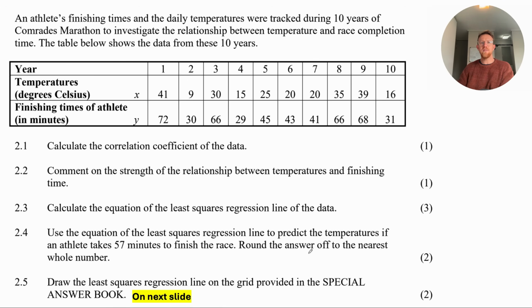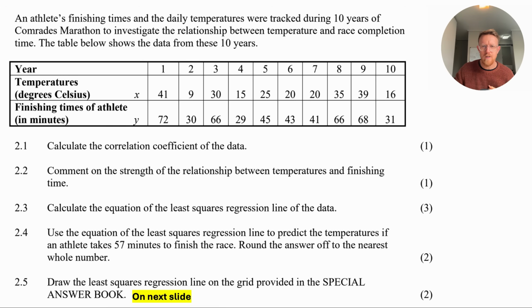An athlete's finishing time and the daily temperatures were tracked during 10 years of Comrades Marathon to investigate the relationship between temperature and race completion time. The table below shows the data. So what they're trying to see in this investigation, guys, is, Comrades Marathon, it's a race where people run. Now they want to know, what is the finishing time of the athletes in minutes.